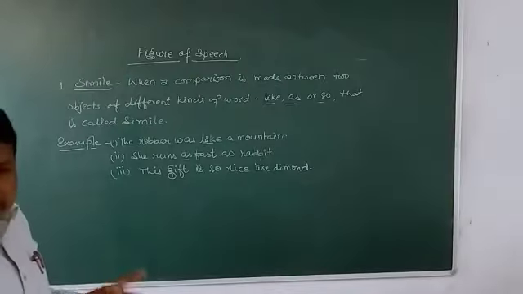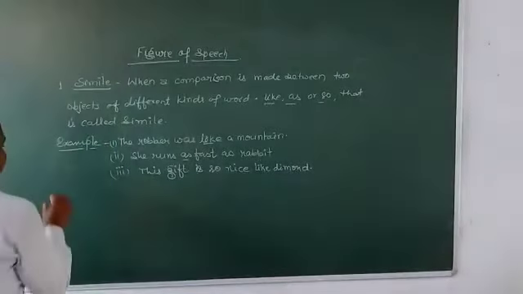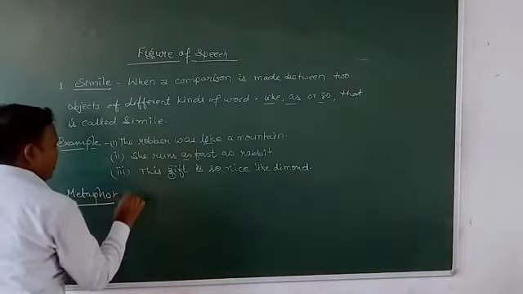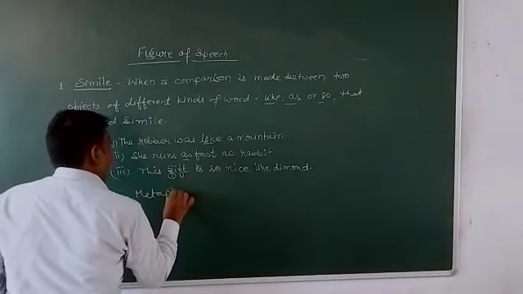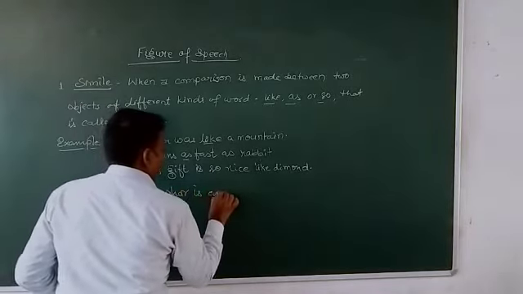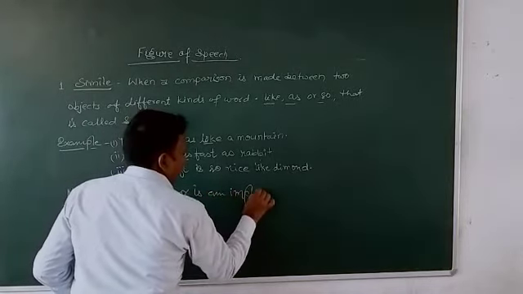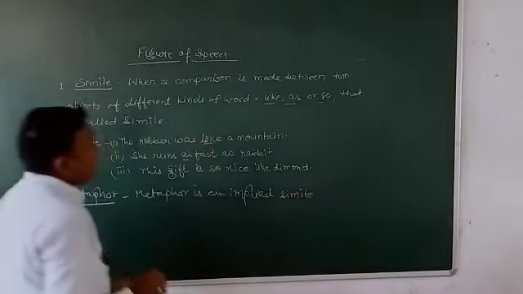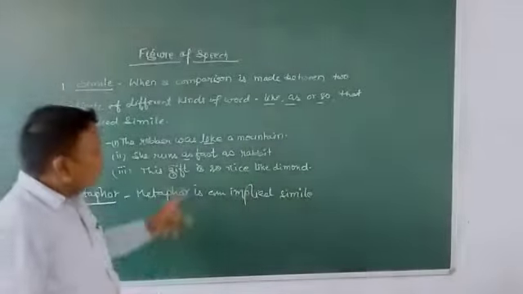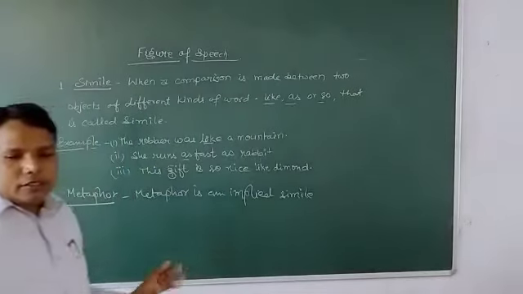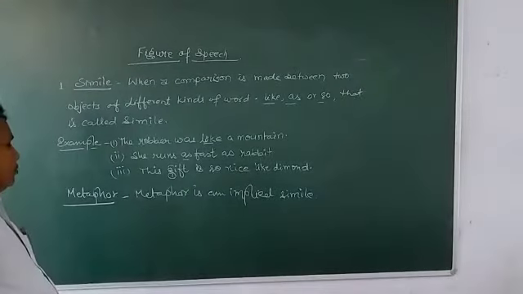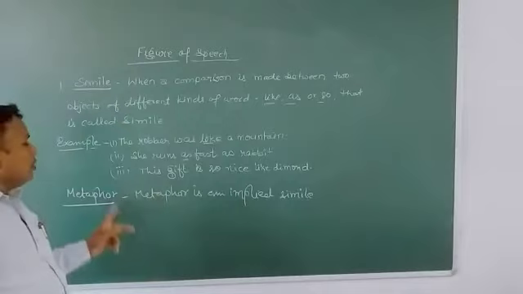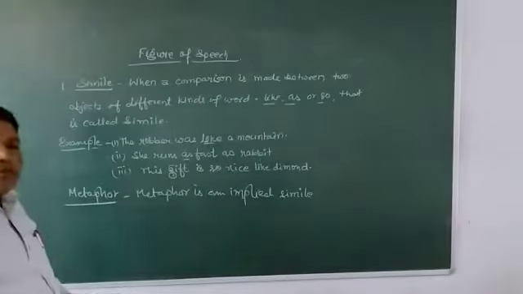Now, second is metaphor. Metaphor, simply, you can say, is an implied simile. The words "like," "as," and "so" disappear in this figure of speech. In simile, you use "like," "as," and "so," but in metaphor, "like," "as," and "so" are disappeared.